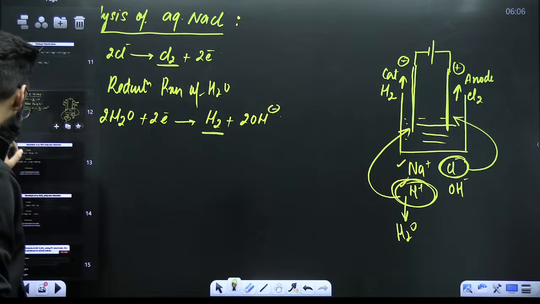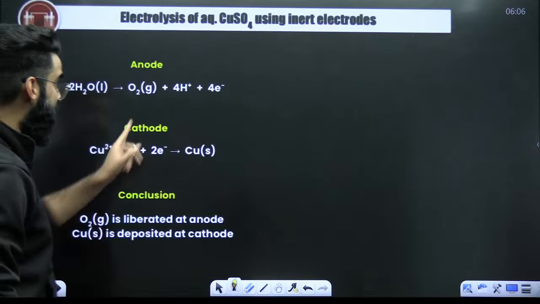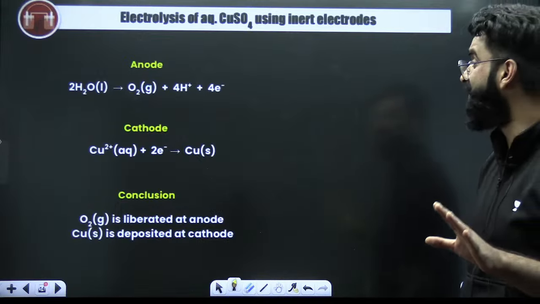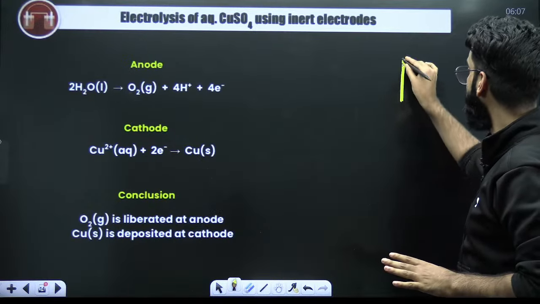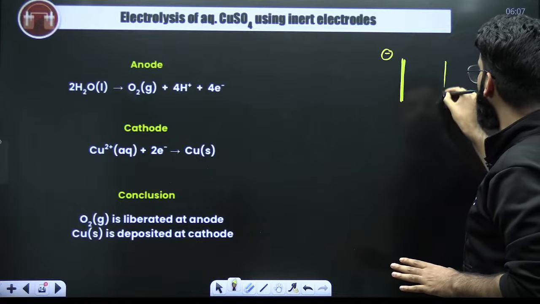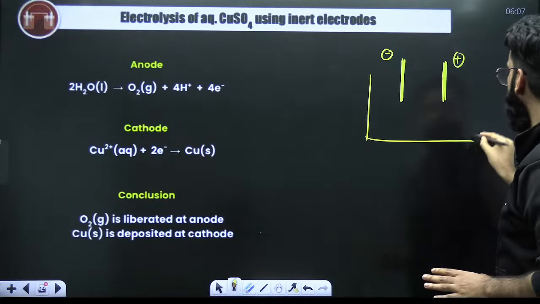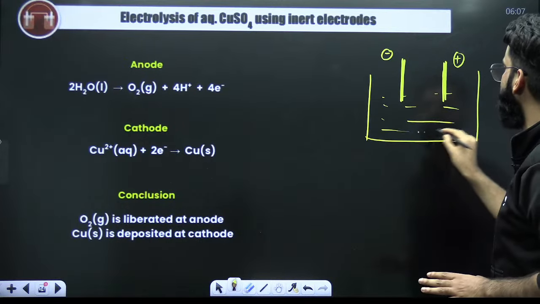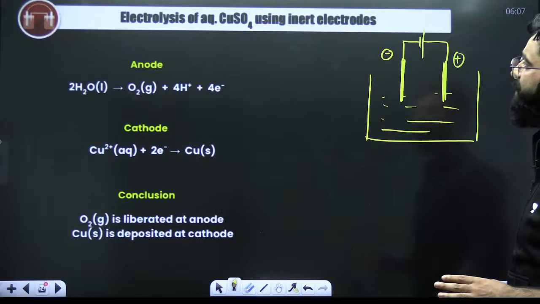For example, you are doing the electrolysis of aqueous CuSO4. Imagine this rod carries the negative charge. Imagine this rod carries the positive charge, right? And in the solution, how many types of ions will be there?